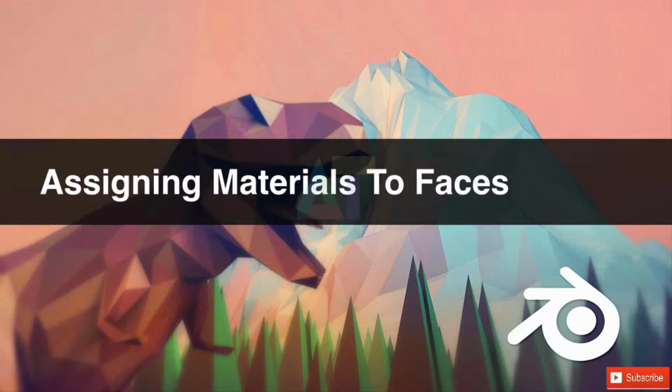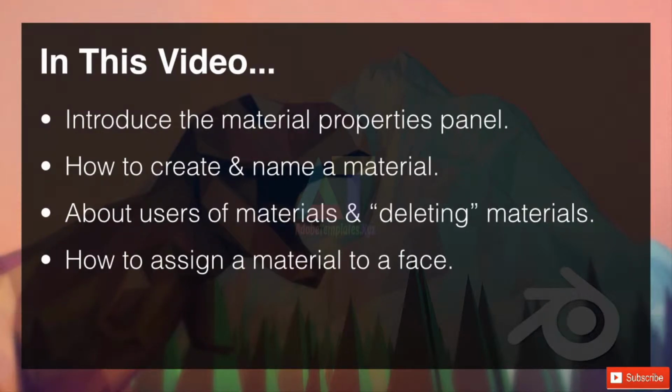We're going to be talking about assigning materials to faces. We want to put some stripes around the neck of our pin. So in this video we will introduce the Material Properties panel, tell you how to create and name materials. We'll be talking briefly about users of materials and how that impacts trying to delete them. And we'll also, of course, show you how to assign a material to a face.